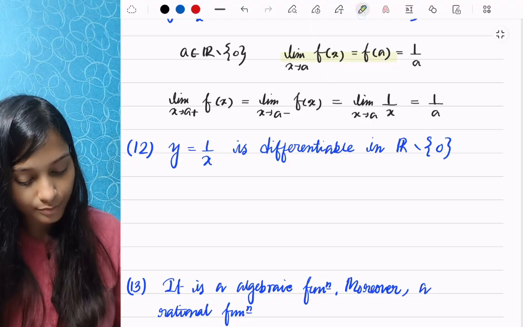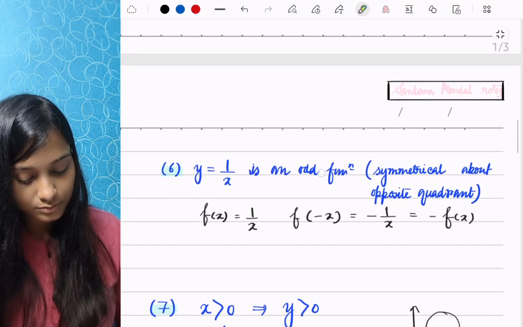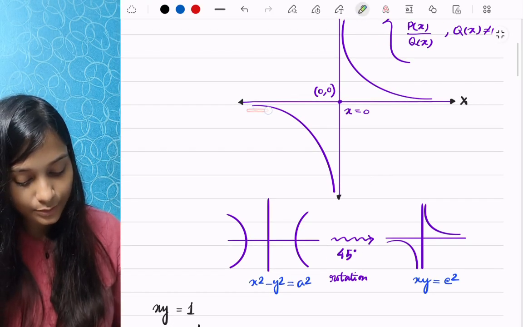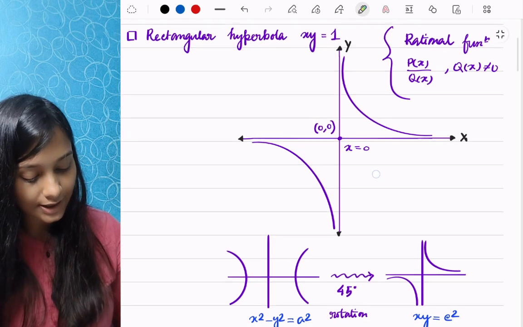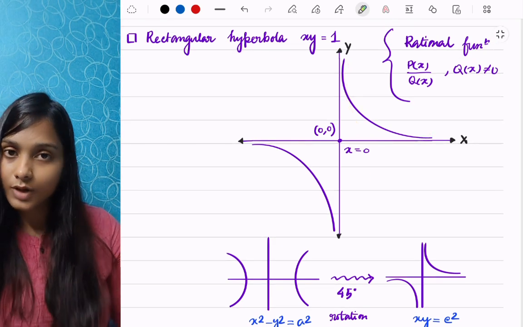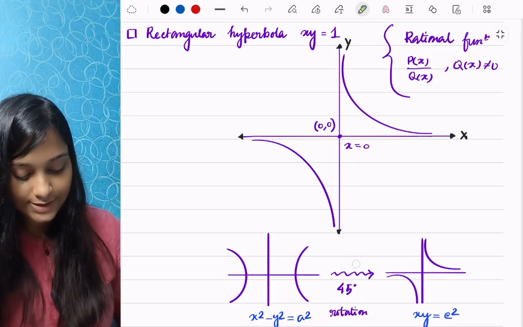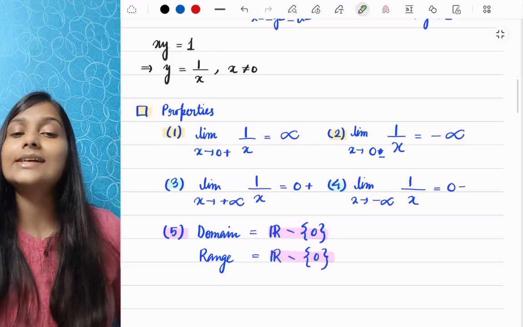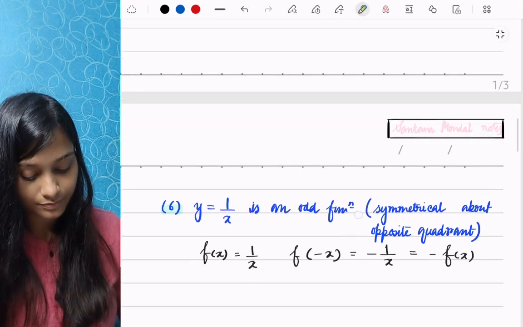And also from the graph of this function, we can see that we can draw it continuously in the interval minus infinity to open 0, and again we can continuously draw it in the interval open 0 to positive infinity. So it is continuous everywhere except at x equals 0. As at x equals 0, the function is not even defined.